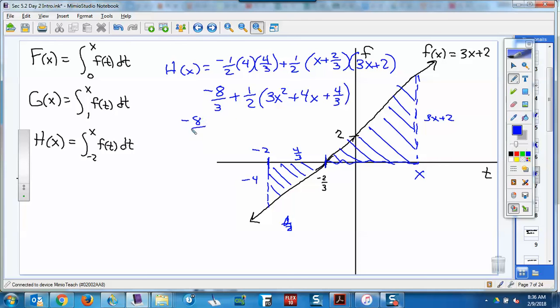So we're going to have -8/3 plus 3 halves x squared plus 2x plus 2/3. 1/2 times 4/3 would be 2/3. And we add the 2/3 to the -8/3, and that's going to be -6/3 or -2. So at the end of the day, h of x is 3 halves x squared plus 2x minus 2.